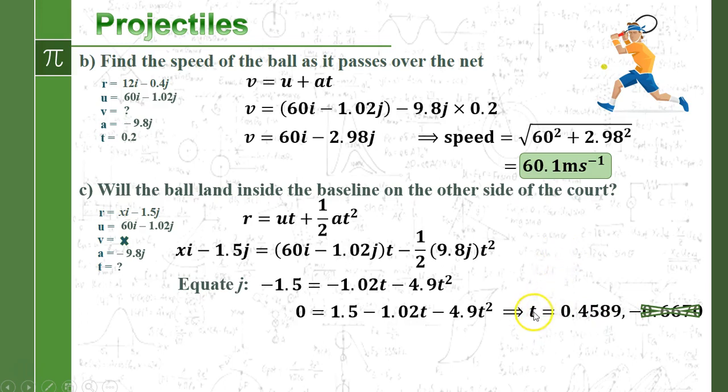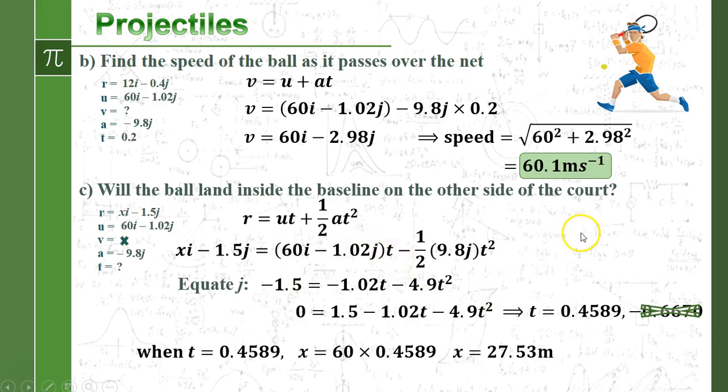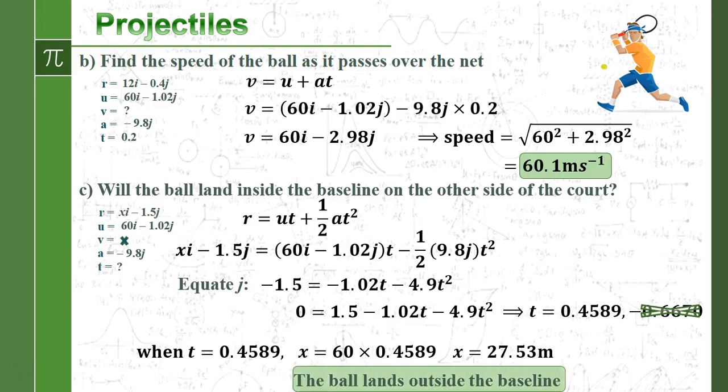So now let's take this value for t and go back and have a look at our x component. Our x component is going to be 60 times the value for t, and that turns out to be 27.53 metres. So what's that telling us? Well, if you remember from the question, the court was 24 metres long. We've got the ball hitting the ground at 27.53 metres. So in answer to the question, no, the ball is going to land outside the baseline.